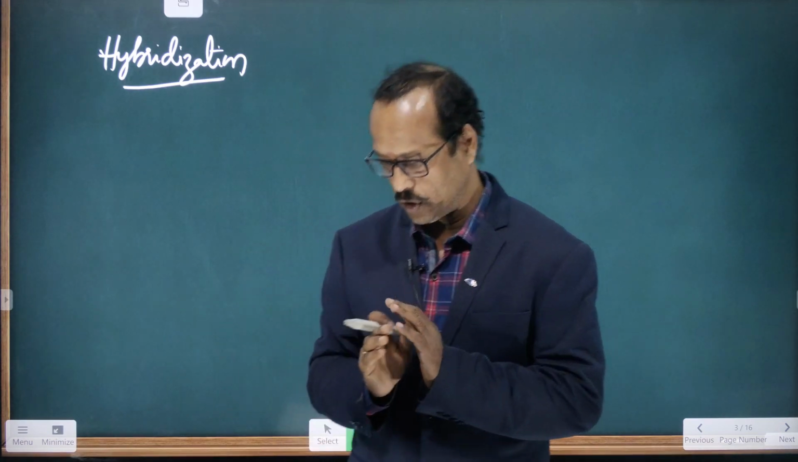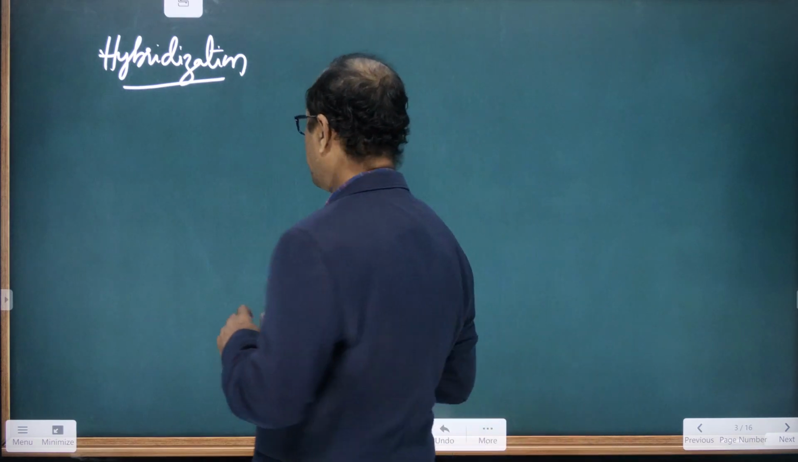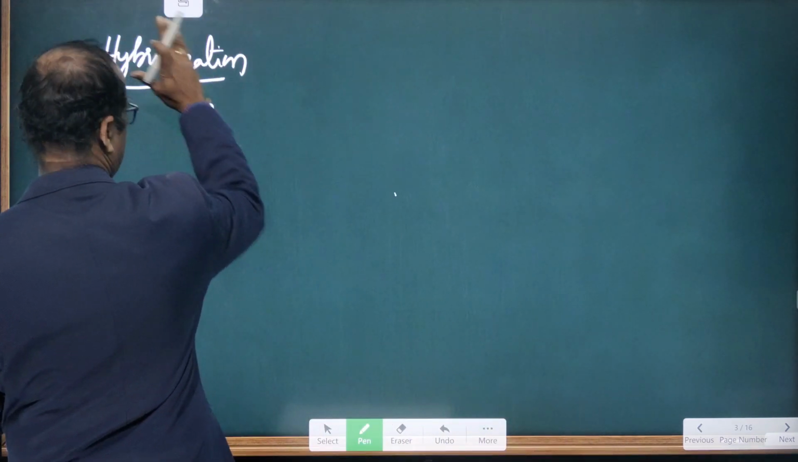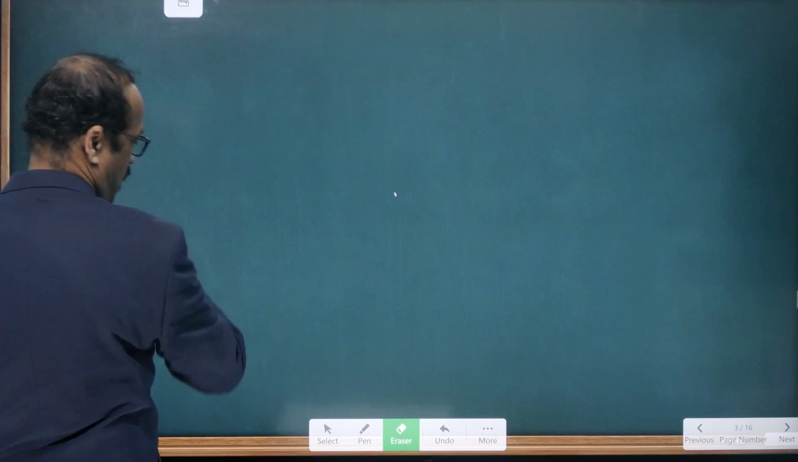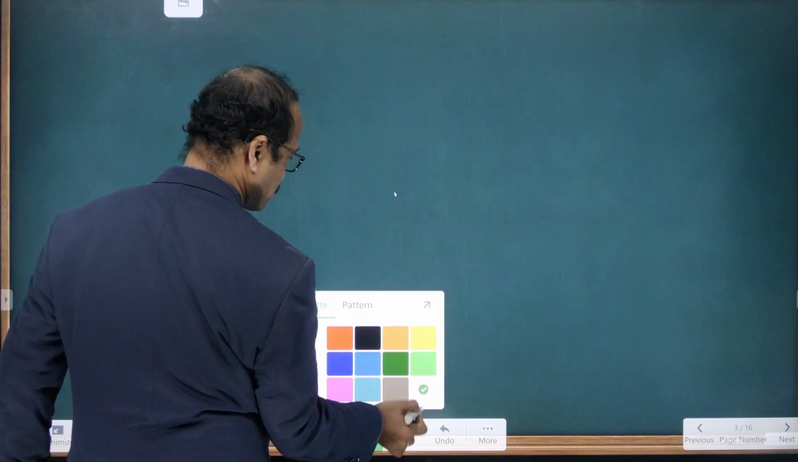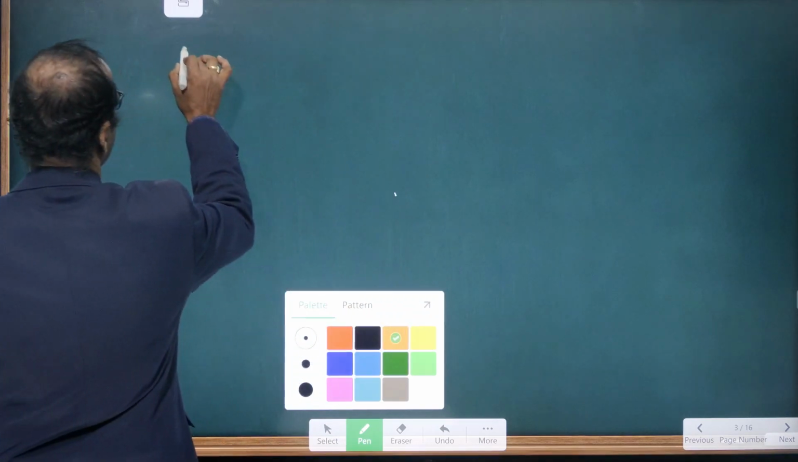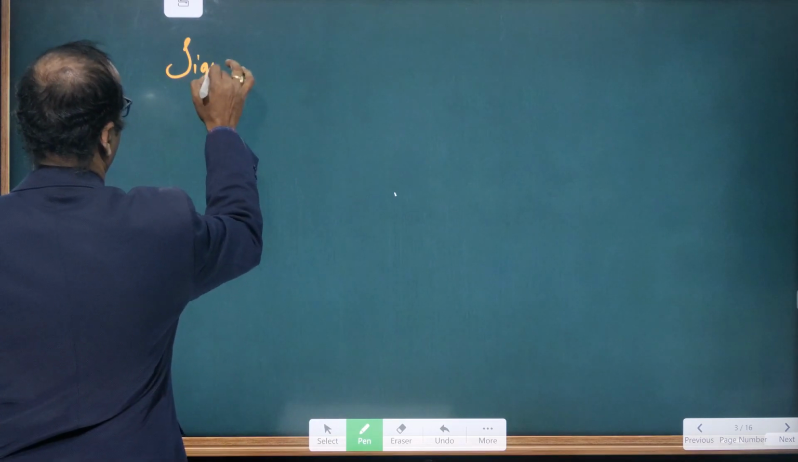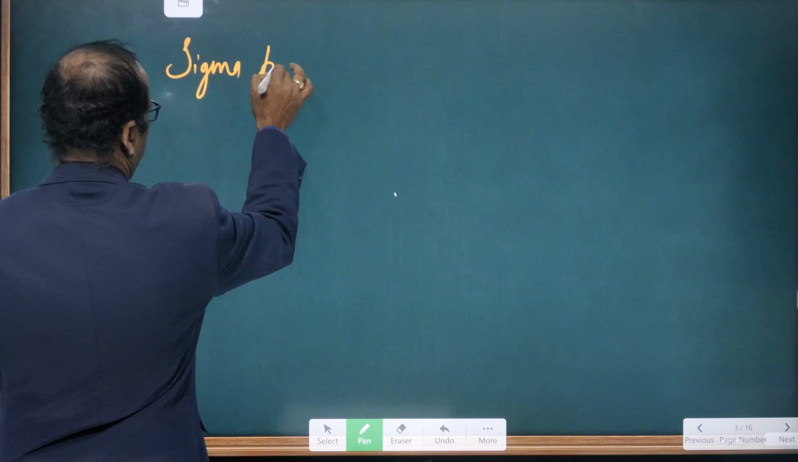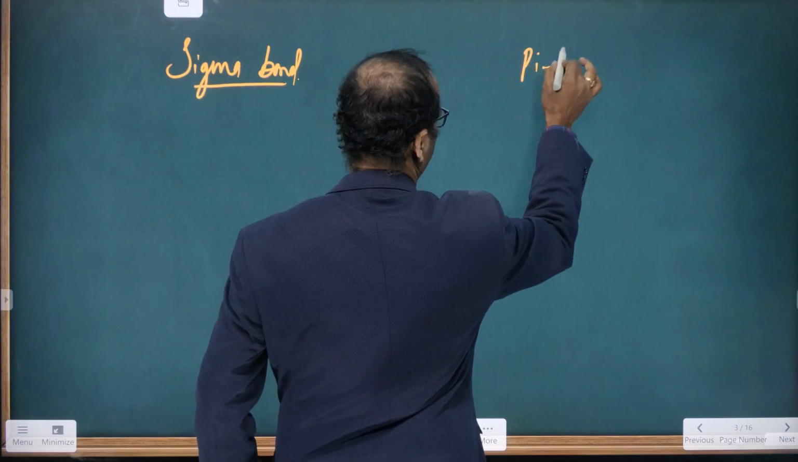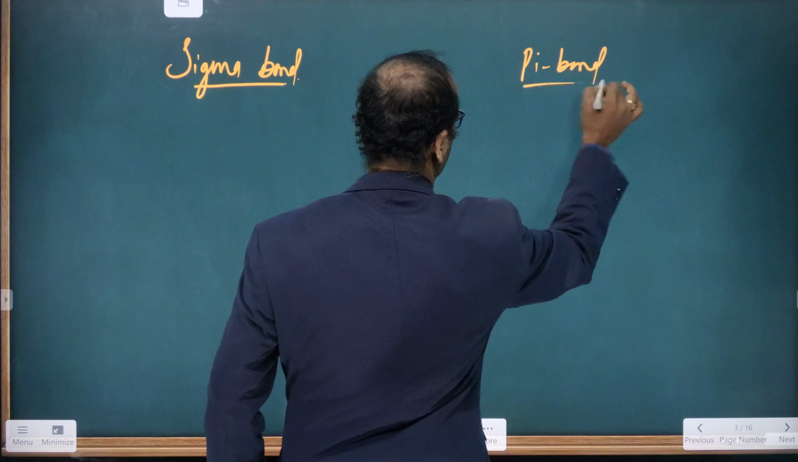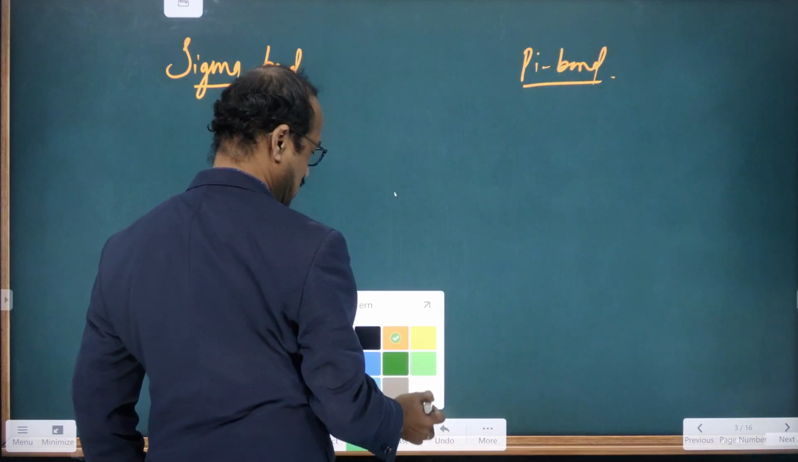Before going to hybridization, first I would like to explain what sigma and pi bonds are. Students, first we discuss the sigma and pi bonds, and then I will go to hybridization. So first we discuss these two bonds, the sigma bond and the pi bond.